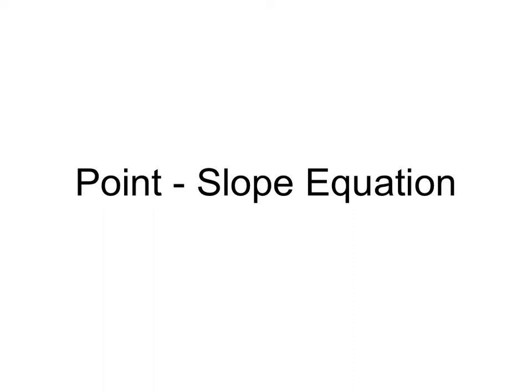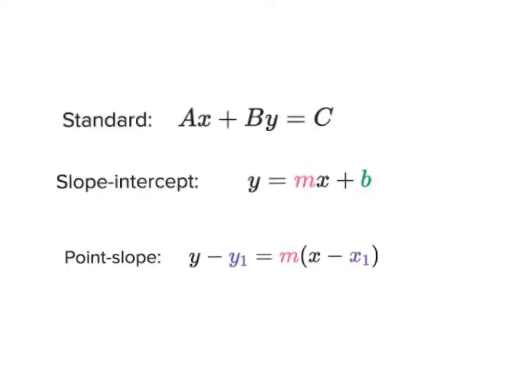All right, in this video lesson, we are going to be taking a look at the point-slope equation. So at this point, we have worked with the standard equation, ax plus by equals c. We've looked at the slope-intercept form of an equation, y equals mx plus b. That's where we know the slope and we know the y-intercept. So we call it slope-intercept. In this lesson, we are specifically looking at the point-slope form of an equation. This says y minus y1 equals m times x minus x1.